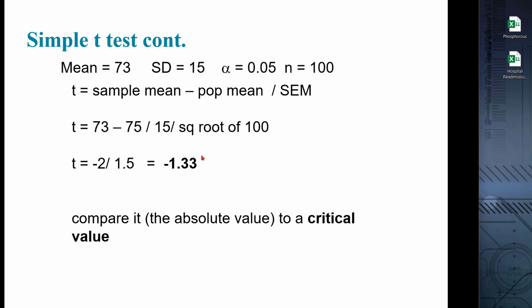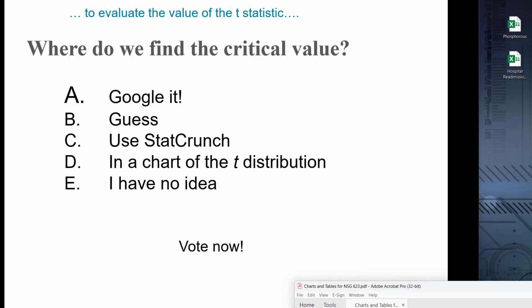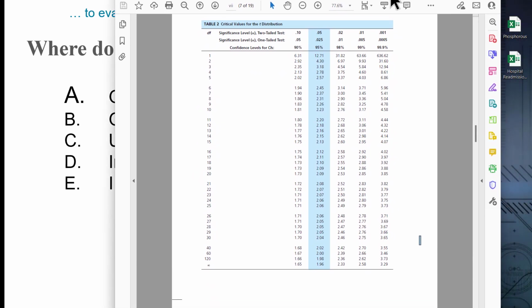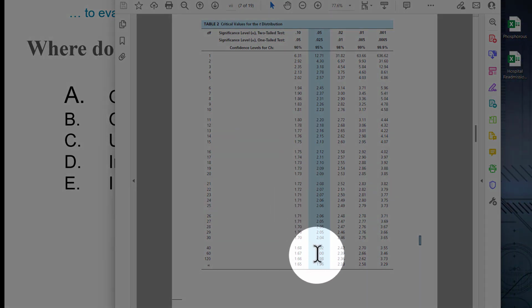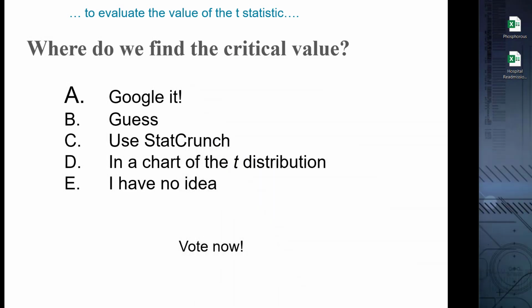In order to interpret the t-test statistic and draw conclusions, we would need to compare it to a critical value. Where do we find the critical value? In the t-distribution table, page 3 of our Charts and Tables Guide. With an n of 100, we are beyond the 60 degrees of freedom, at a critical value of 2.00. Since the absolute value of the calculated test statistic, 1.33, is not greater than the critical value, our result is not significant, and we have no evidence to reject the null hypothesis here.